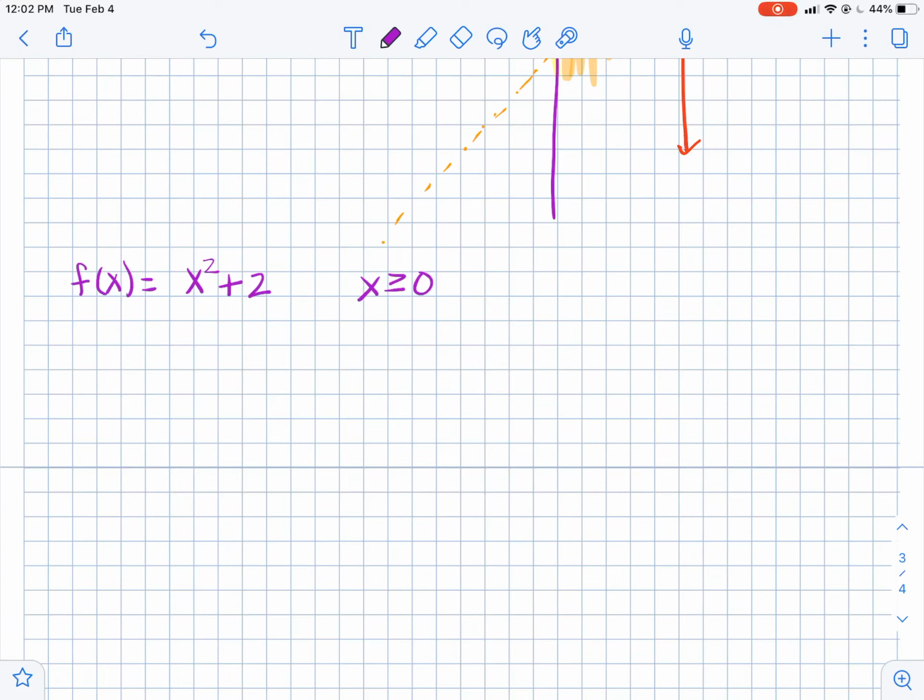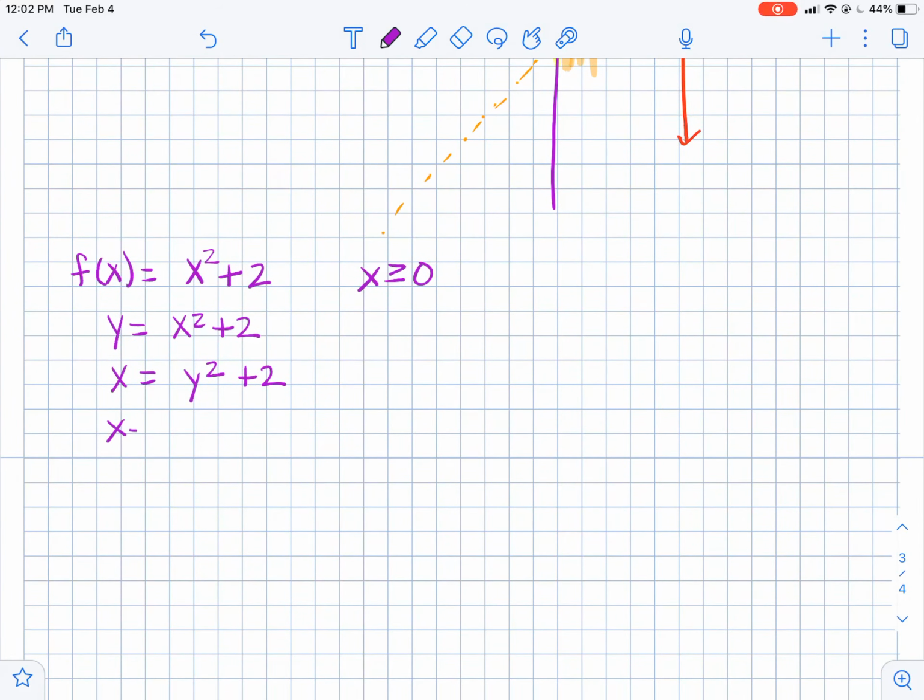So, first I'm going to calculate it. My first step would be to change the f of x to y, switch the x and the y, and then solve for y. And again, solving for y, I'm going to square root both sides. Since I'm only looking for the positive, I am going to only have the positive root of it.